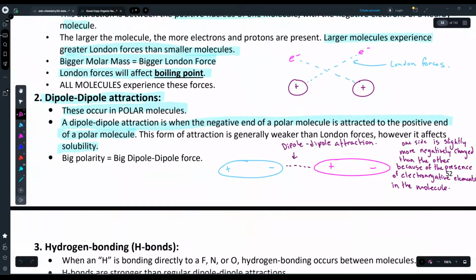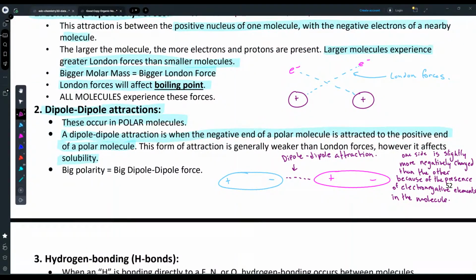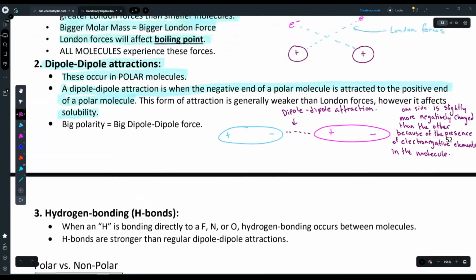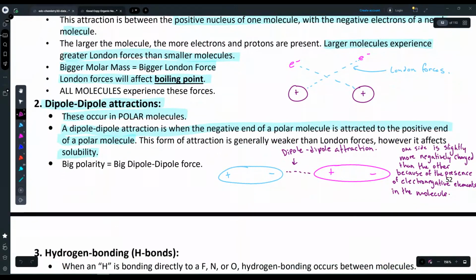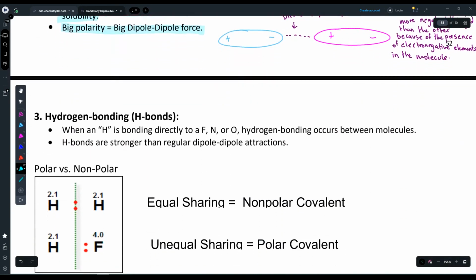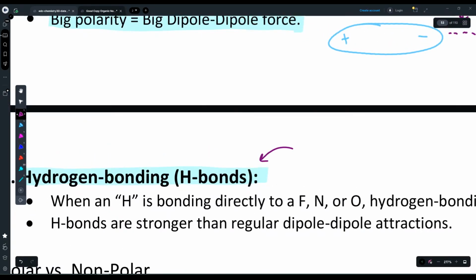Okay. Now, if you were wondering what a polar molecule is, we'll get into a few more details about what is polar versus nonpolar in a little bit. But make sure you also highlight this: the bigger the polarity, the bigger the dipole-dipole force. The last intermolecular force is hydrogen bonding. You only have hydrogen bonding in a polar molecule. So let's write that in.